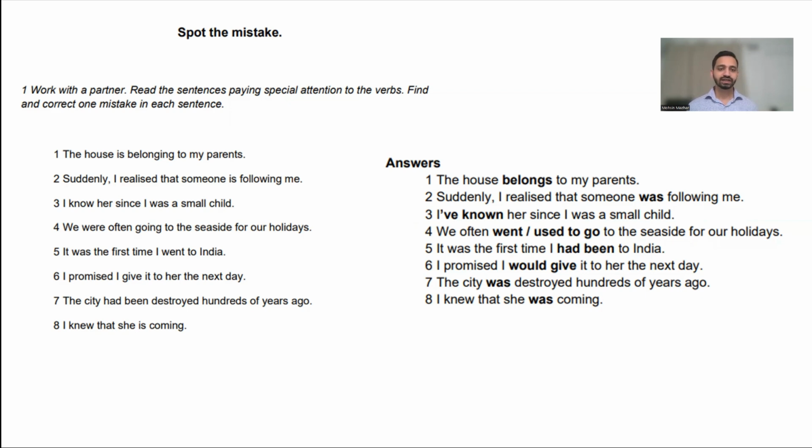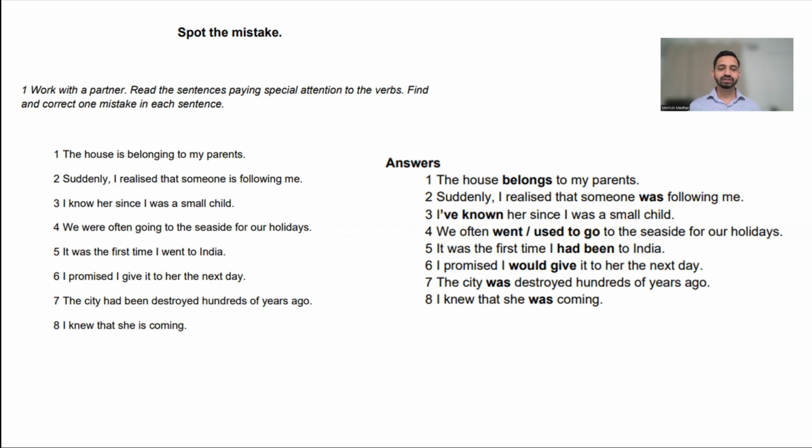It was the first time I went to India. It was the first time I had been to India, right? I promised I give it to her the next day. I promised I would give it to her the next day. The city had been destroyed hundreds of years ago. The city was destroyed, so it's in the past. Past simple is what you're going to use here. The city was destroyed 100 years ago.